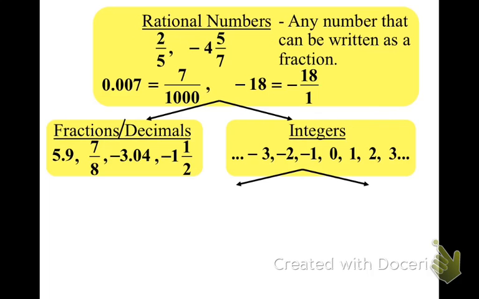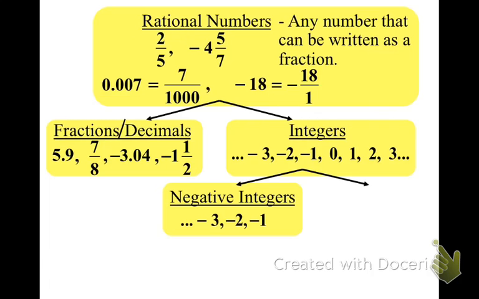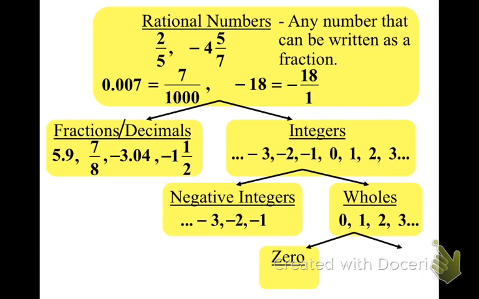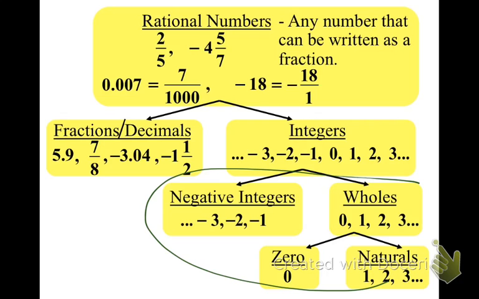And then integers can be broken up into our negative integers, so -1, -2, -3, on and on and on. And then our wholes. Why is it a whole? Because 0, 1, 2, 3, no fractions, no decimals. And then we can break those apart into 0, which is just 0, as well as naturals, natural numbers. Why is it called natural? Because naturally we count 1, 2, 3, 4. So in your notes as well, I want everything else that we've gone over: negative integers, wholes, 0, and naturals.